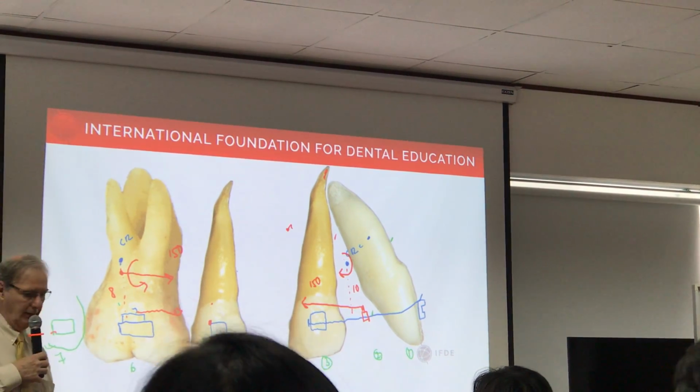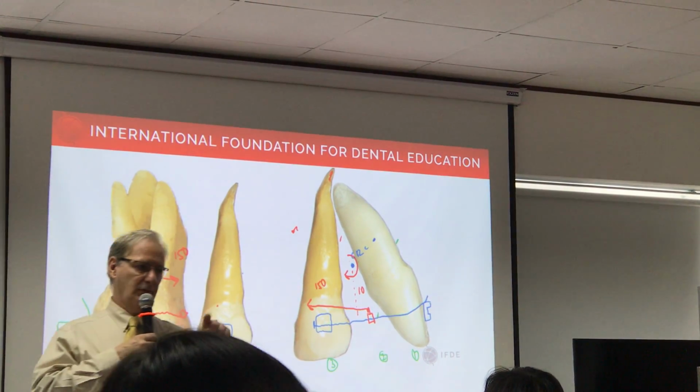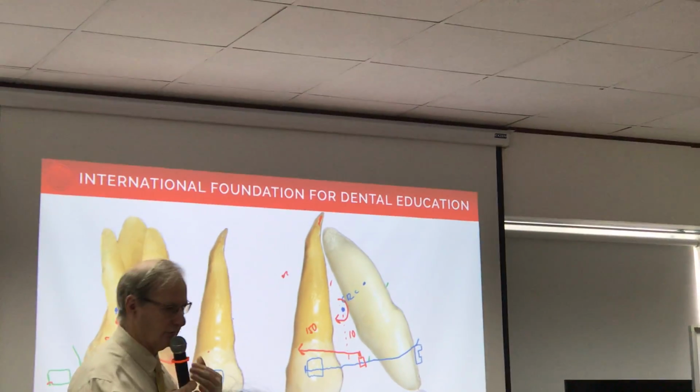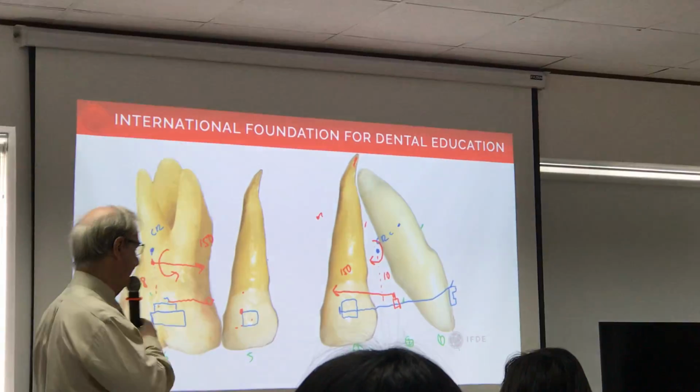So that's why the straight wire system starts with an S, but it's not a simple system because there are so many forces you don't see.